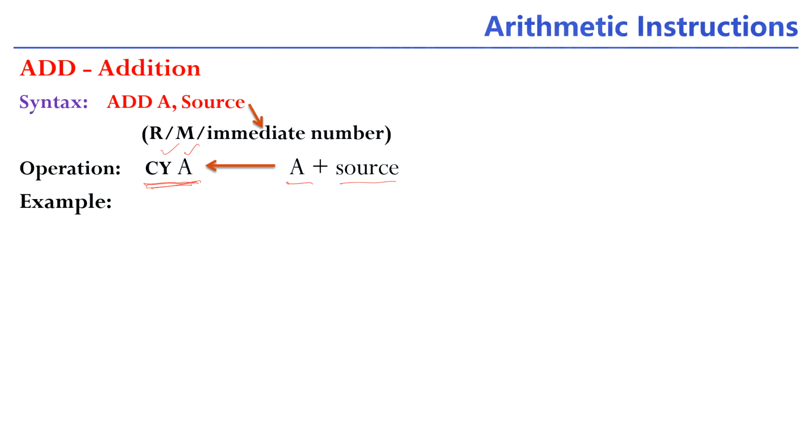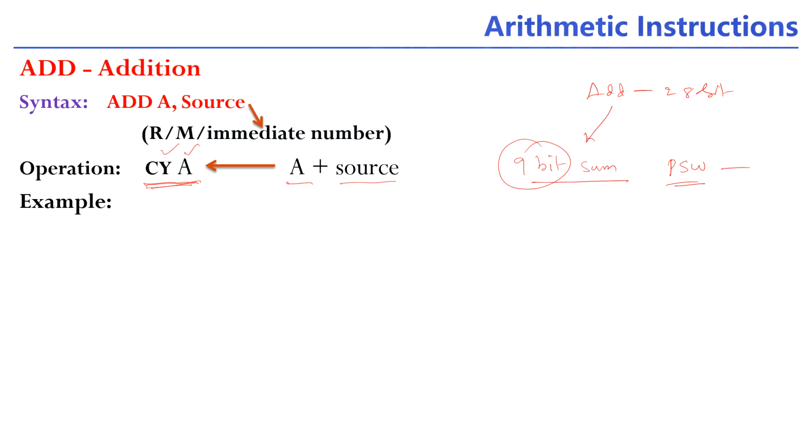Here we are getting a 9-bit sum. When you are performing addition of two 8-bit numbers, the sum size is 9 bits. So here A is not sufficient, that's why carry is used. This carry flag is available in the PSW, program status word.